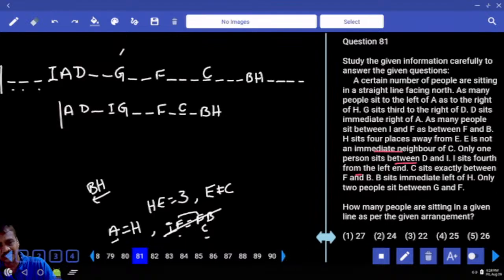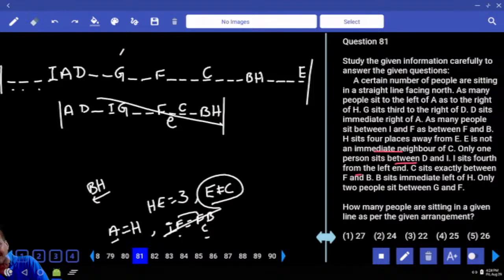1, 2, 3, 4. Now H will be fixed. E and C are not adjacent. H and E, there are exactly 3 people. Now 3 people between H and E, hence E must be at the right extreme end. Now E is here. If E is here, E and C are adjacent. Is it possible? The second case got invalid, first one is left out.